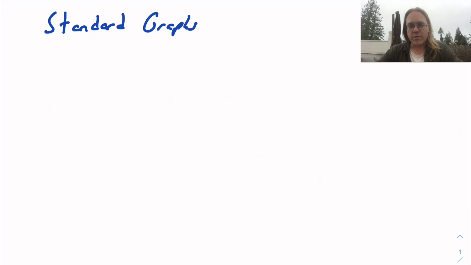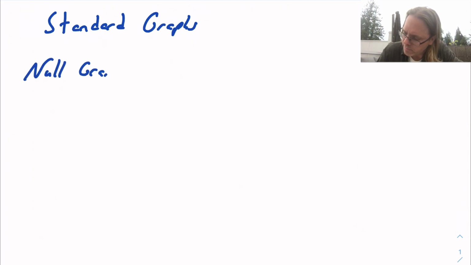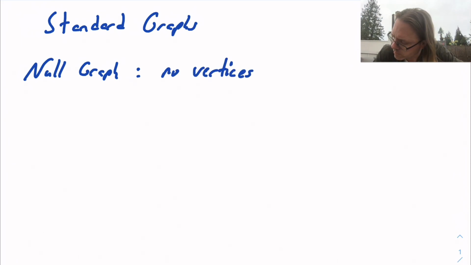The first in this list is the null graph. This is the unique graph that has no edges and no vertices, so the edge set and vertex set are empty. Now, this is a graph, but unfortunately, it's sometimes an exception to theorems that we care about, and so we are generally going to assume that graphs are not null.